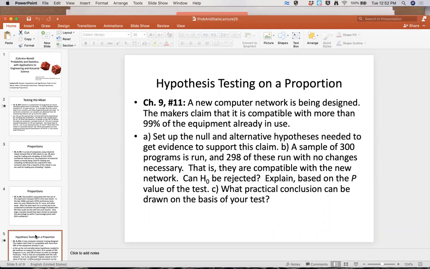A new computer network is being designed. The makers claim it's compatible with more than 99% of equipment already in use. Set up a null and alternative hypothesis to support the claim. We get data from a sample. We've got to calculate the p-value and make a decision.